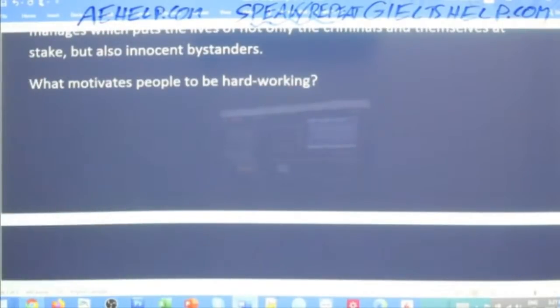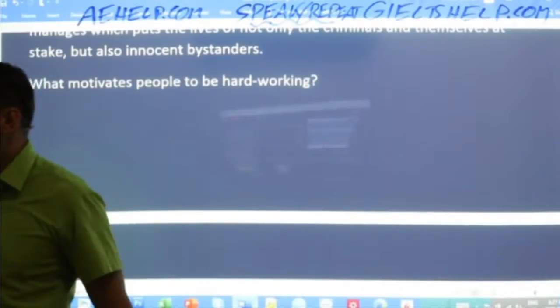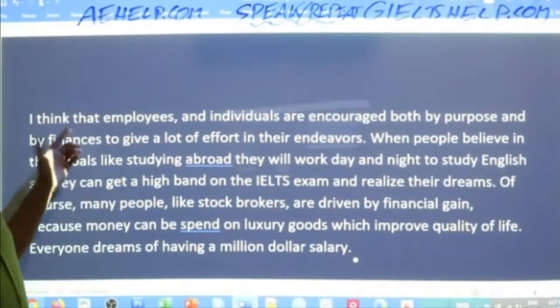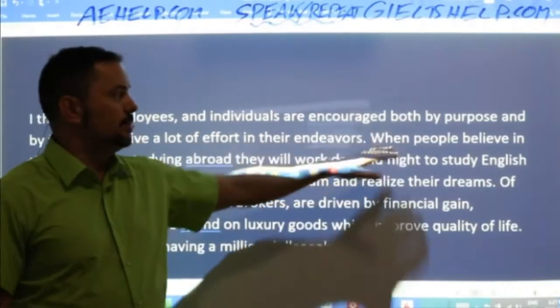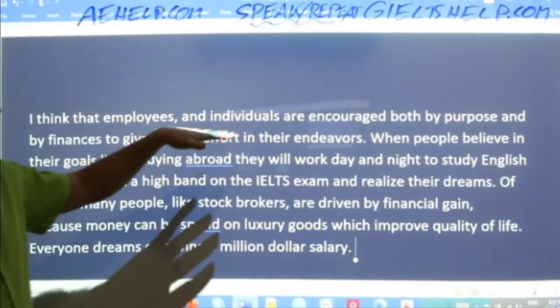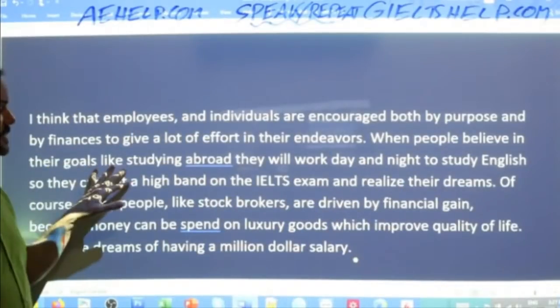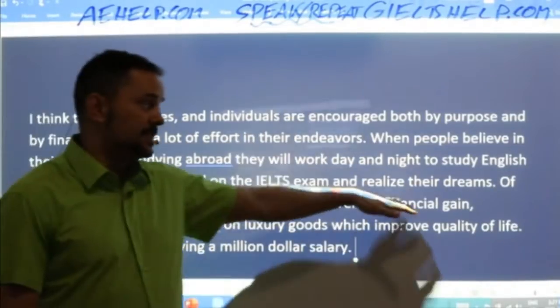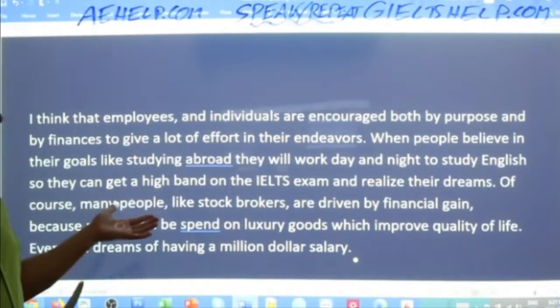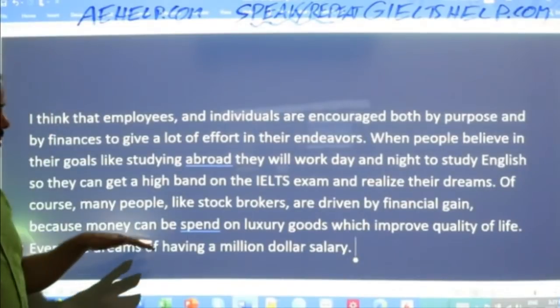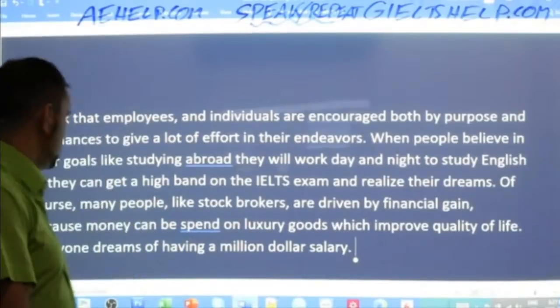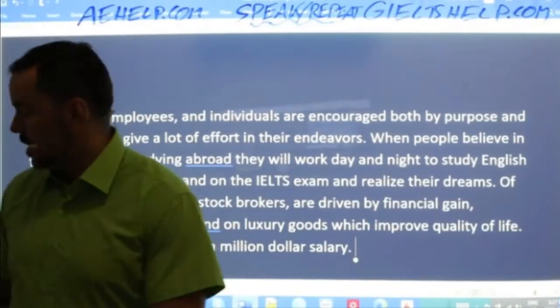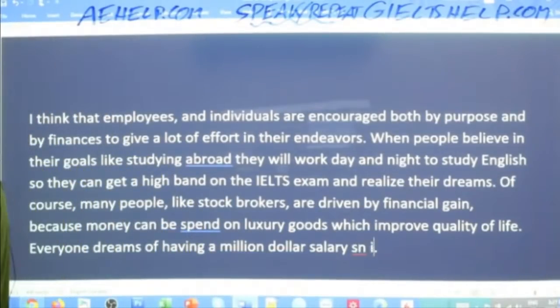Again, one more time, repeat after me. What motivates people to be hardworking? I think that employees and individuals are encouraged both by purpose and by finances to give a lot of effort in their endeavors. When people believe in their goals, like studying abroad, they will work day and night to study English so they can get a high band on the IELTS exam and realize their dreams. Of course, many people, like stockbrokers, are driven by financial gain because money can be spent on luxury goods which improve quality of life. Everyone dreams of having a $1 million salary and is willing to work around the clock for it.